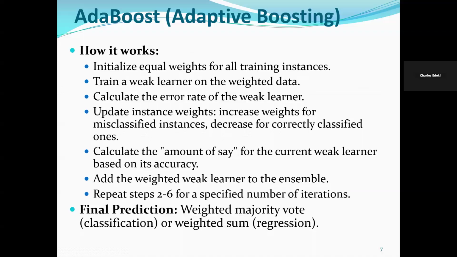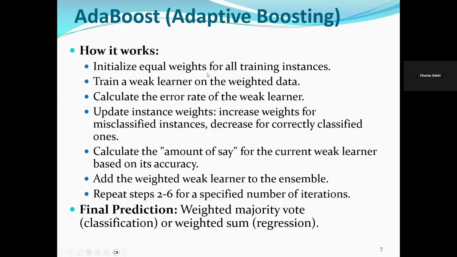This value will indicate how much influence the learner will have in the final ensemble. There's a formula for it. We have to calculate it again. If I'm not mistaken, maybe it should be in the next slide. Let's see. But that's a step here again.